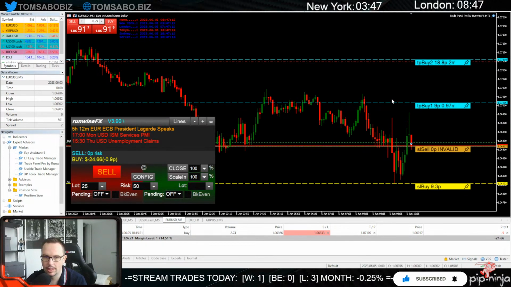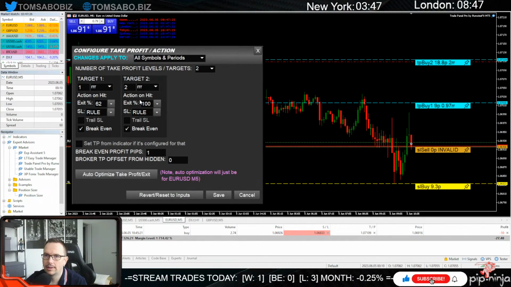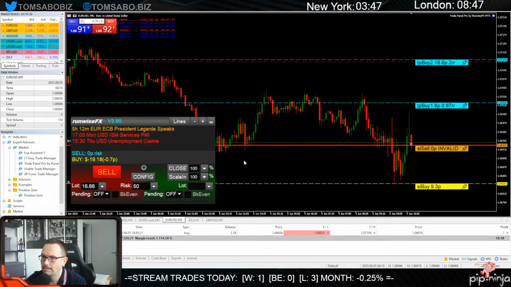50% of the position at TP1. It's a free trade manager EA, by the way. Take profit, break even, exit at break even. Okay, stop loss. All right. We'll see if it works or not, because previously this EA didn't work. So I'm still testing this one.